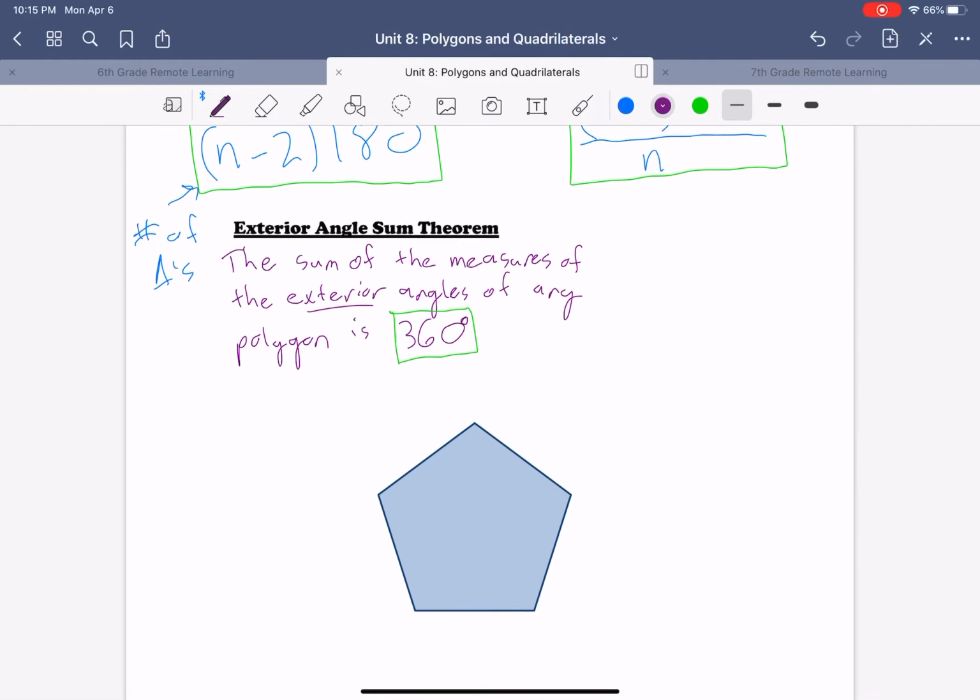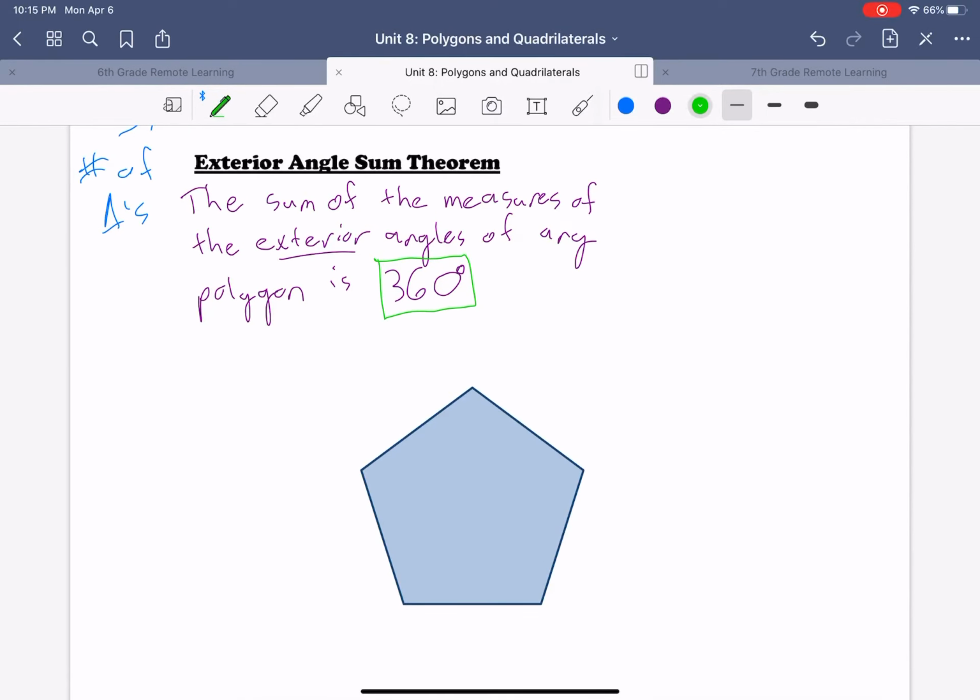And let's talk about why that is, okay? So first, let's talk about what an exterior angle is. A common misconception is that an exterior angle is this right here, and that's not correct. That is not what an exterior angle is. An exterior angle is an angle formed if we take a side and extend it outward. This angle right here is our exterior angle. Okay, so we could do that for all of our angles.